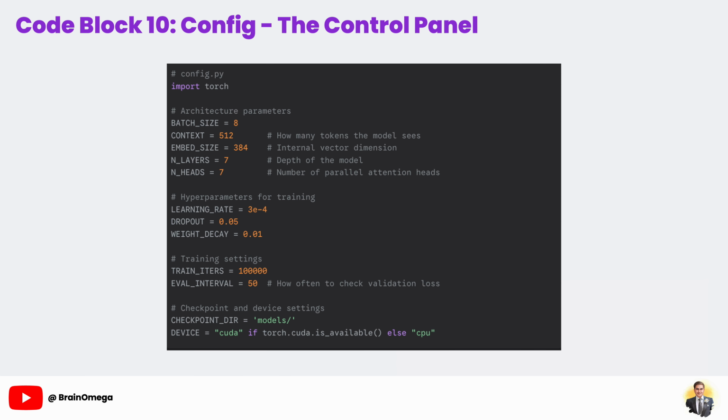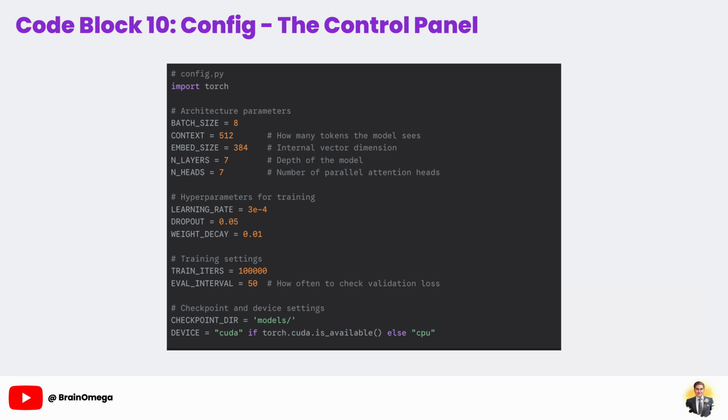Let's take a quick look at config.py. This might seem like a simple file, but it's one of the most important for doing serious research and experimentation. Think of this as the main settings menu or control panel for our entire project. Every important number that defines our model or our training process is here. We have the architecture parameters like batch size, the context window, the embed size, and how many n_layers and n_heads to use. We also have our training hyperparameters like the learning rate.